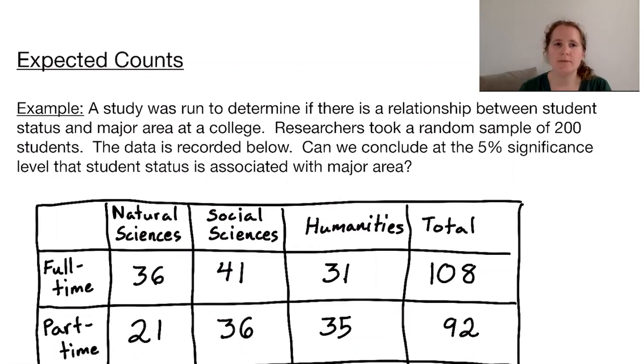And welcome to expected counts. So we are again looking at the same example as in the video on the chi-square test of independence. A study was run to determine if there is a relationship between student status and major area at a college. Researchers took a random sample of 200 students. The data is recorded below. Can we conclude at the 5% significance level that student status is associated with major area?